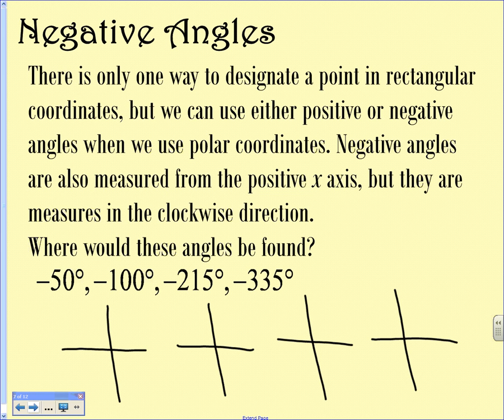All right, so I'm going to start on the positive x-axis, which is where? Okay, so I'm going to start here, and I'm going to go clockwise. So if it's negative, which way am I going? Okay, I'm going to start by going down. So negative 50 degrees, where am I going to stop? Okay, is that a 50-degree angle? Pretty close. So it's going to be in the fourth quadrant.